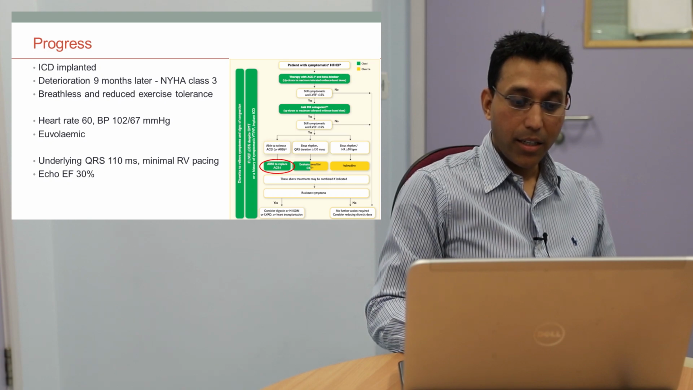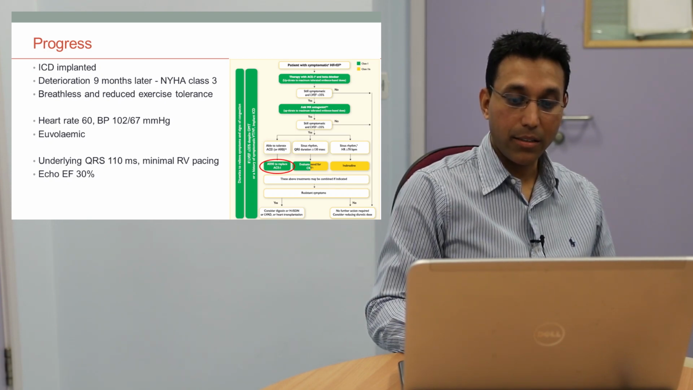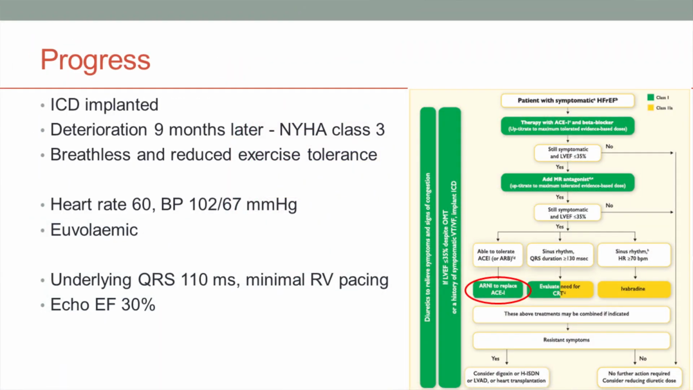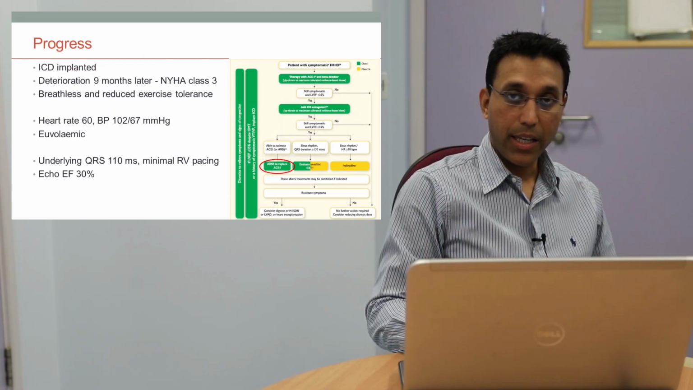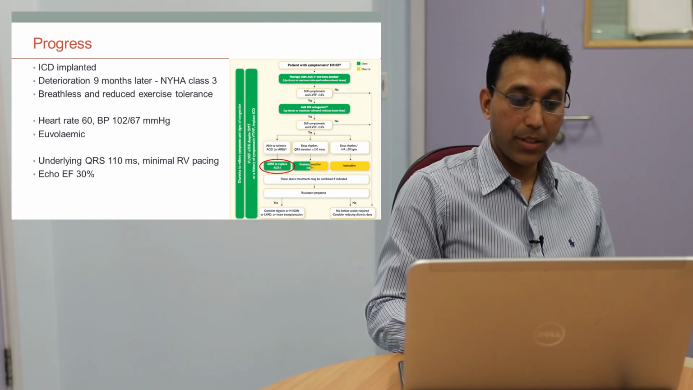So the ICD was implanted, but she deteriorated 9 months later and was noted again to be in NYHA Class 3 category with shortness of breath and reduced exercise tolerance. She was compliant with her current medication. Both her heart rate and blood pressure were controlled, and the ECG demonstrated sinus rhythm. The echo, however, still confirmed poor left ventricular function.